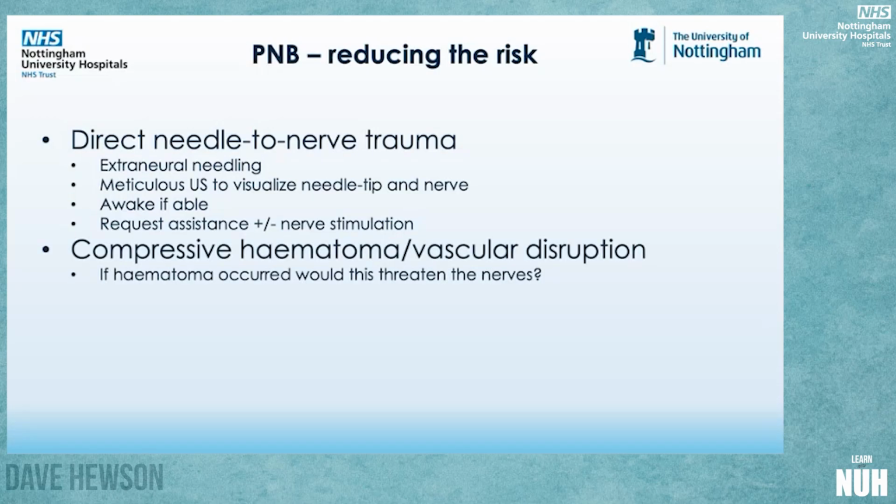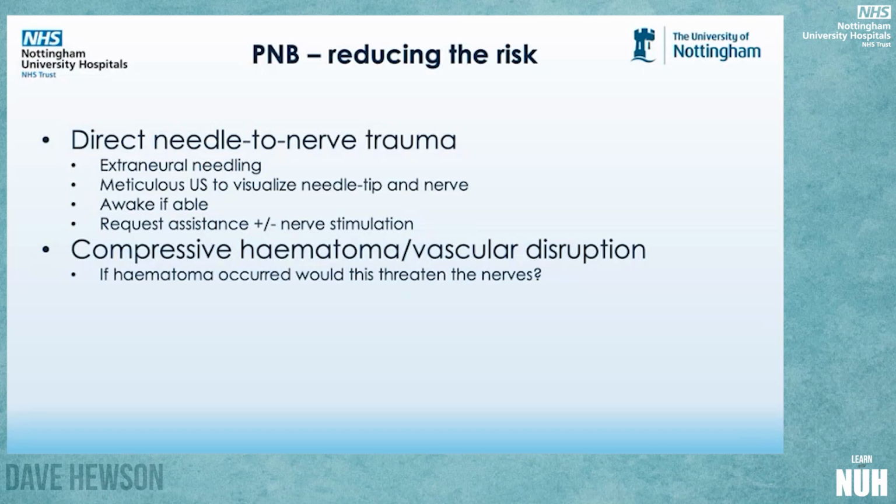In terms of compressive hematoma and the vascular disruption, this touches on anticoagulation and peripheral nerve blockade. There's no hard and fast guidance that's internationally or nationally applied to this. Pragmatically, I think most of us will be thinking, in an anticoagulated patient or a patient with abnormalities of coagulation, if a hematoma did occur due to the nerve block, the fundamental question is: is that hematoma going to threaten the nerves?